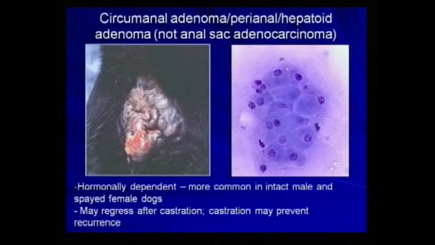As we know, these are more common in intact male dogs, and they're not just seen around the anus, but they're most common there. You can see them anywhere on the dorsal midline, on the tail base, and up over the back of the dog.